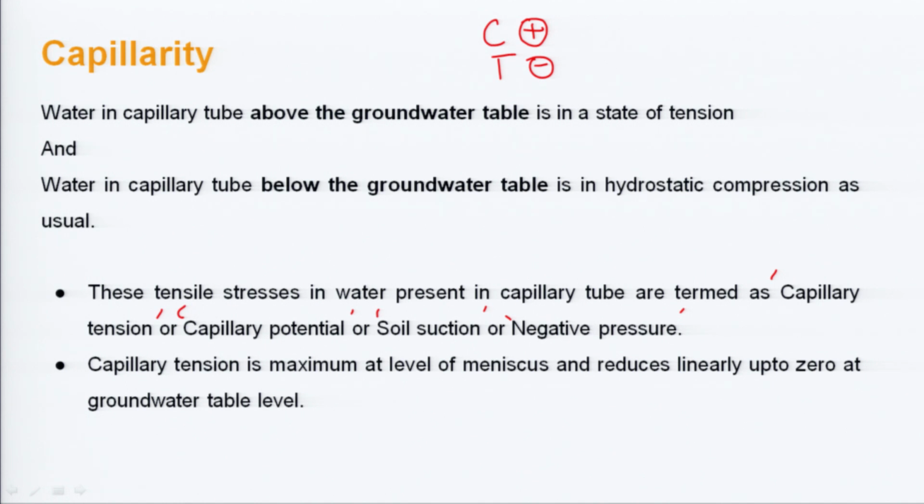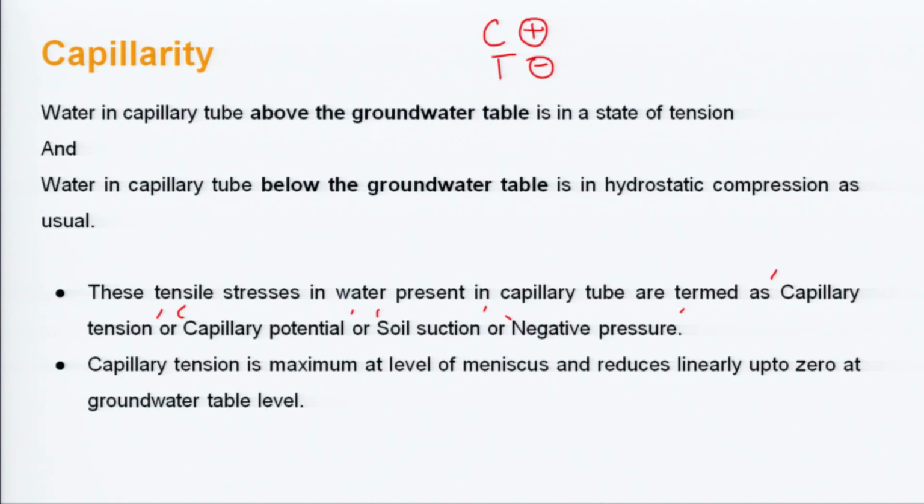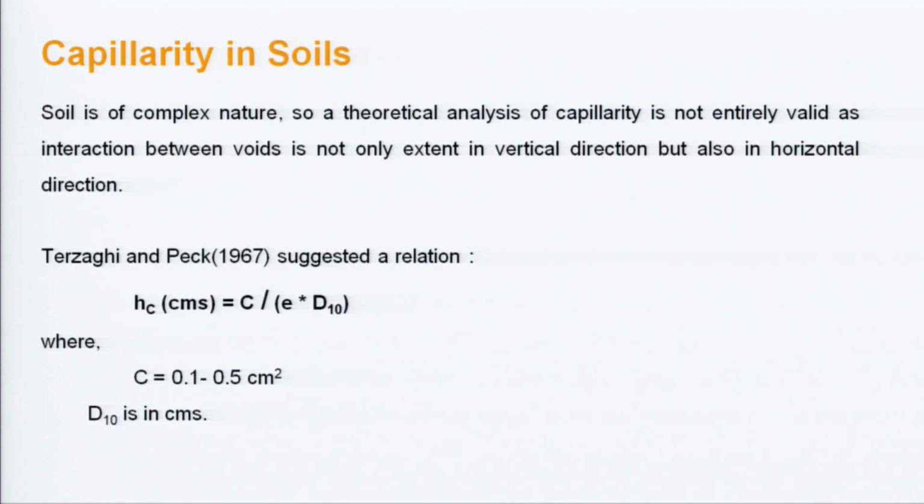by these capillary forces. Next thing is, the capillary tension is maximum at the level of meniscus and reduces linearly up to 0 at the groundwater table level, that we saw here. See, at this level it is the maximum value. If this is the 0 line, this is the maximum value here, this is somewhat lesser, this one is somewhat lesser. So, as we move away from the water table to a certain height, the value of surface tension will be increasing, and it is a linear relation. The curve slope is 1 by gamma W.